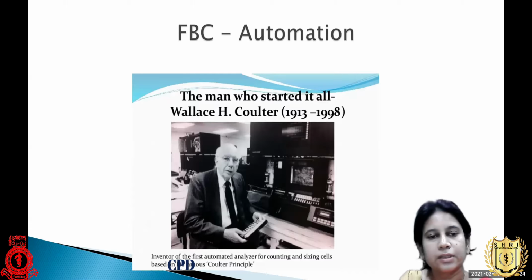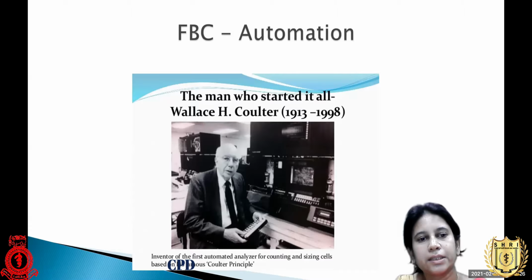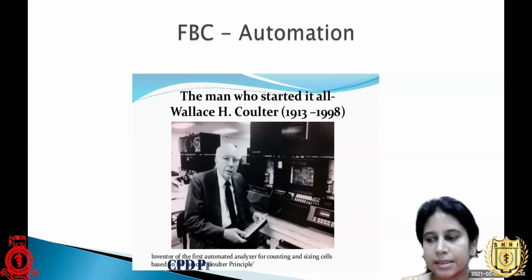So the full blood count is a machine generated report. So we are basically talking about automation. And when we talk about automation, we just cannot forget the history. Only one sentence about the history: the modern hematology Coulter analyzer was founded by Wallace Coulter in the early 1900s.